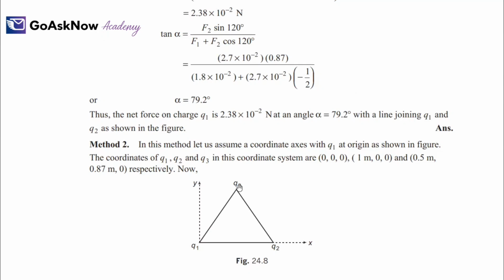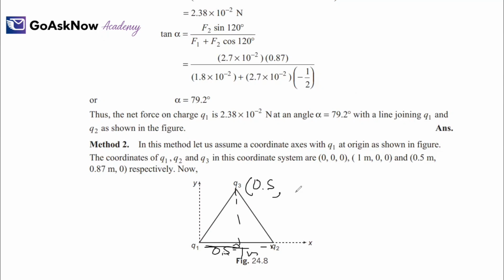Then Q2 is at 1, 0, 0, because it is on the x-axis, and Q3 is at 0.5, 0.87, 0. Okay, you can also find this coordinate of Q3 by doing the calculation. Because here the x distance is what? X is half. This is 1 meter, so this will be 0.5 meter. Okay, the x value is half for this. That is why the x coordinate is 0.5.